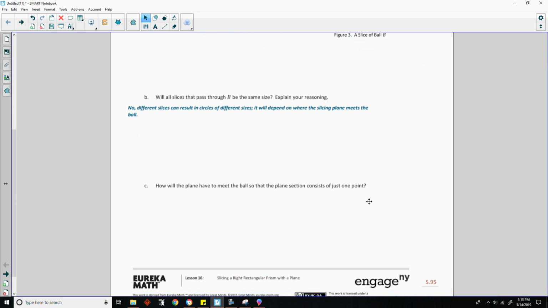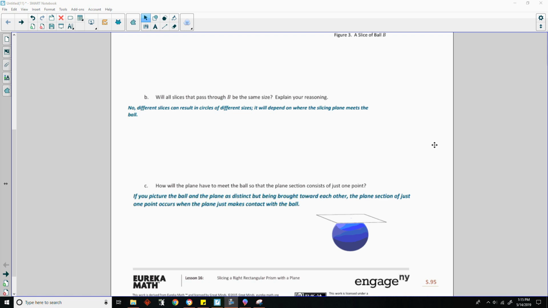Part C says, how will the plane have to meet the ball so that the plane section consists of just one point? If you picture the ball and the plane as distinct but being brought toward each other, the plane section of just one point occurs when the plane just makes contact with the ball. As you can see here, this plane is just sitting at the very top of the ball, and you can just see one little dot right there of the ball. That is called, by the way, point of tangency.